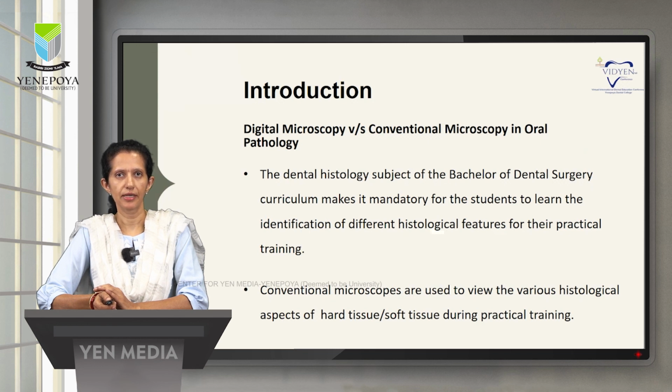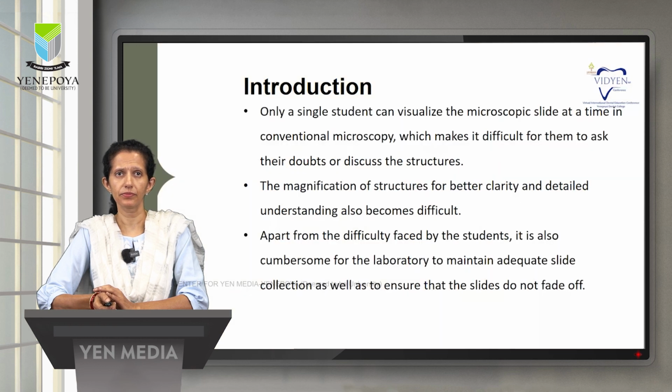The dental histology subject of the Bachelor of Dental Surgery curriculum makes it mandatory for the students to learn the identification of different histological features for their practical training. Conventional microscopes are used to view the various histological aspects of hard tissue or soft tissue during practical training. Only a single student can visualize the microscopic slide at a time in conventional microscopy, which makes it difficult for them to ask their doubts or discuss the structures.